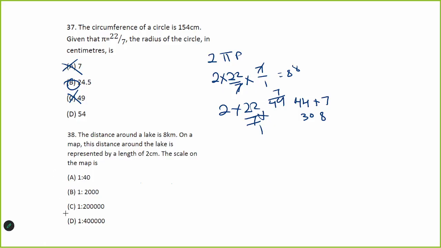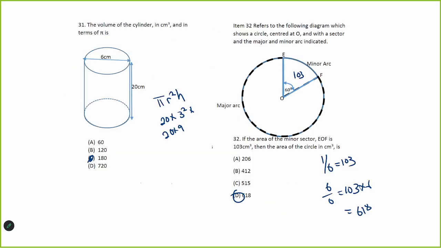This one here. We know 2 centimeters is 8 kilometers, which would be 800,000 centimeters. So 1 centimeter would be 800,000 divided by 2, which is 400,000. So that's the end of January 2023.